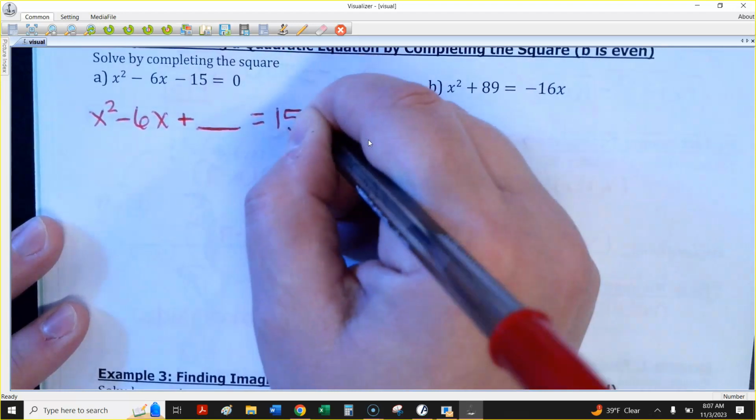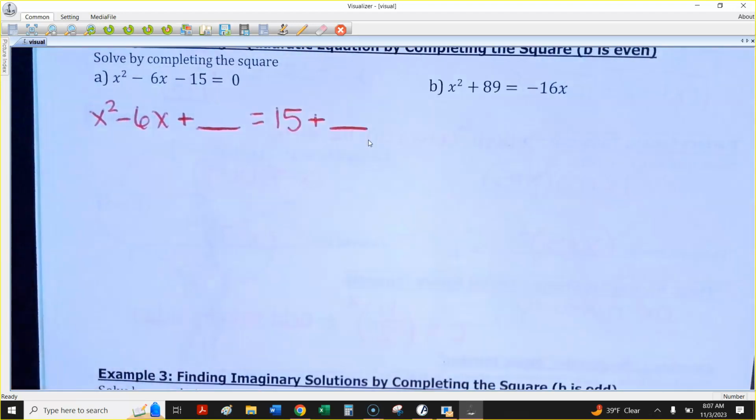And then what I do, when you complete the square, when you're working with an equation, you're going to add it to the left side there to complete the square and get yourself a perfect square trinomial. But to keep my equation balanced, I'm going to have to add that number to both sides.